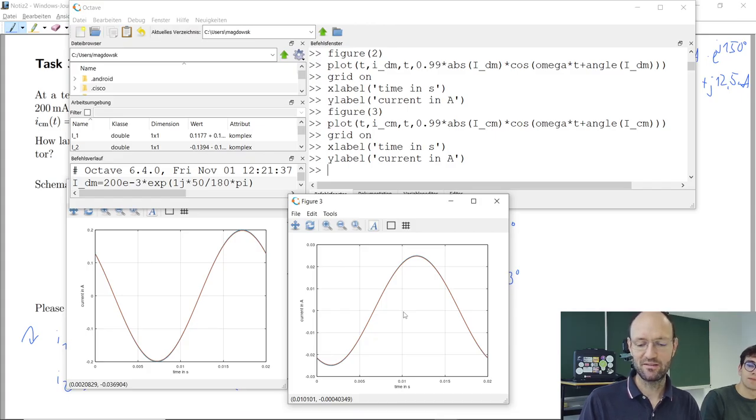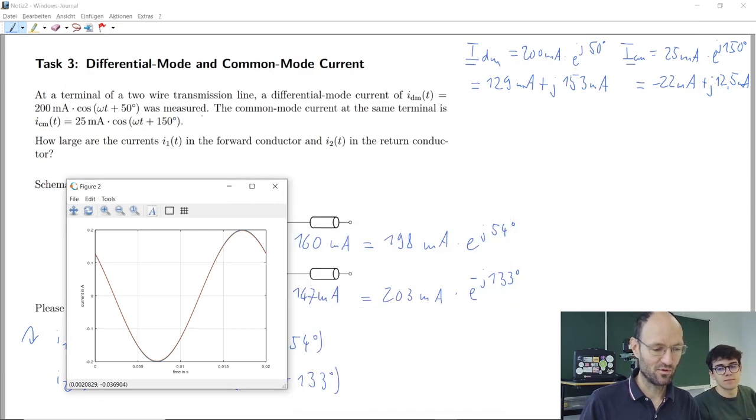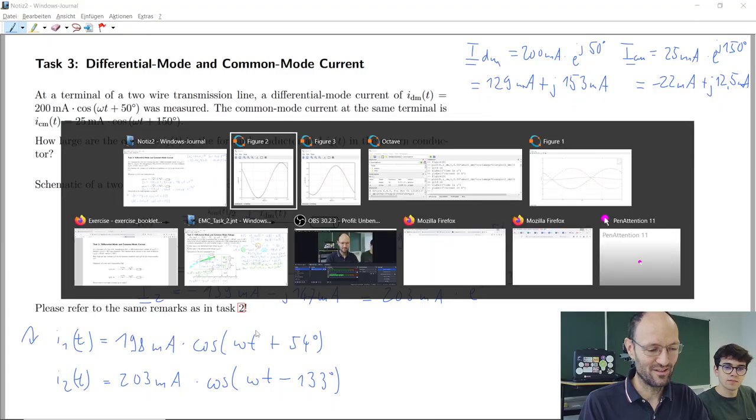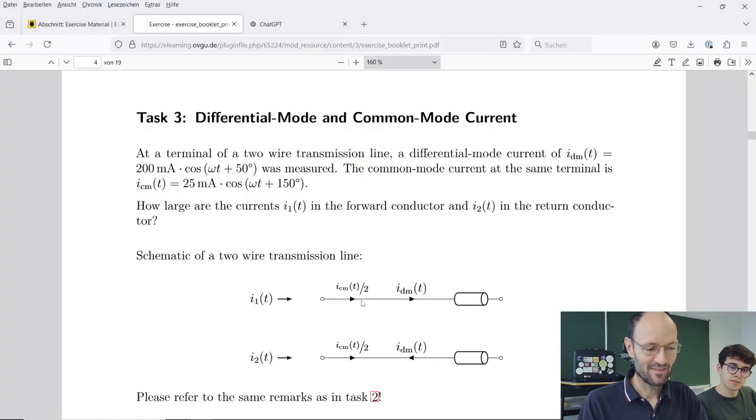A colleague of mine studied physics, and he always said, if you make mistakes, make sure that the number of mistakes is always even, because then one mistake can cancel the other mistake. And this is probably also something that is important when doing such calculations.